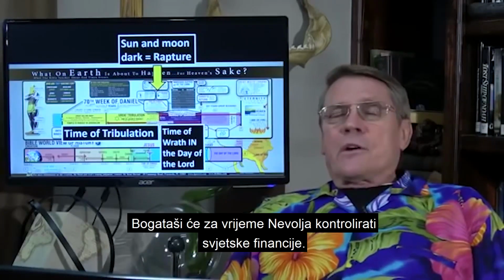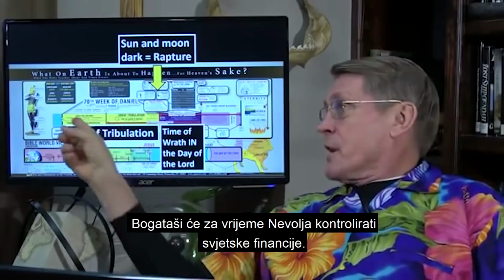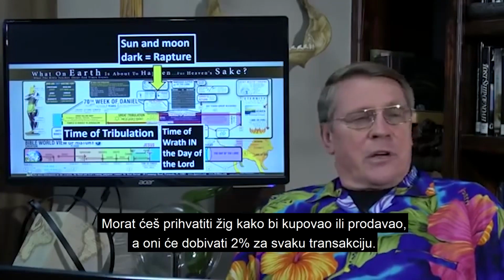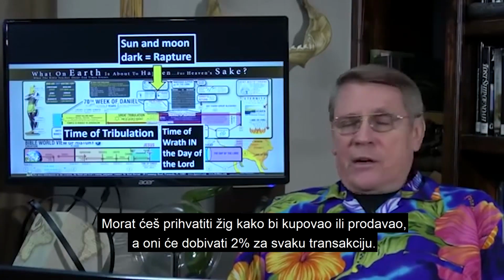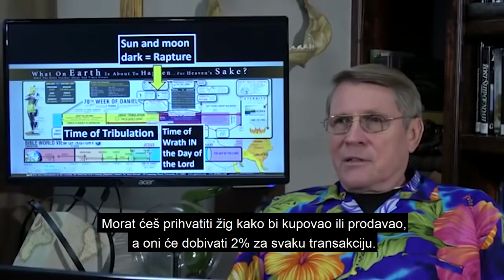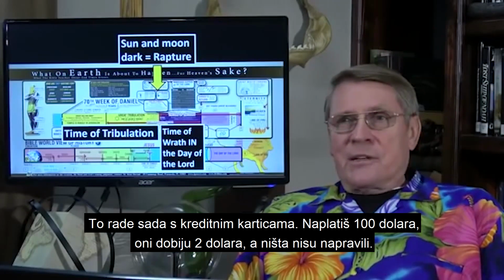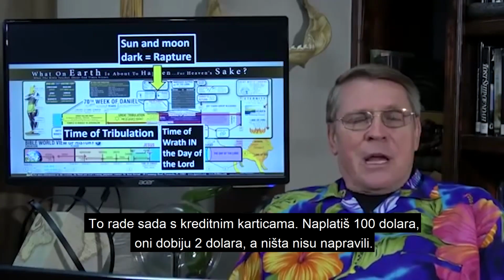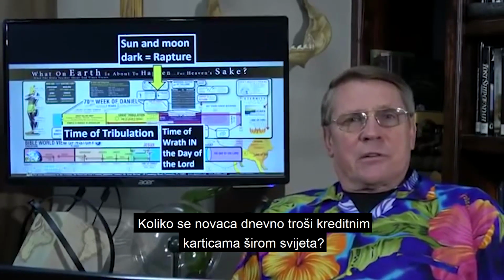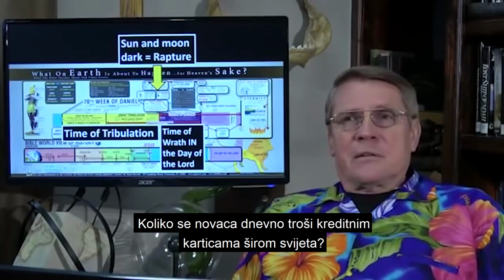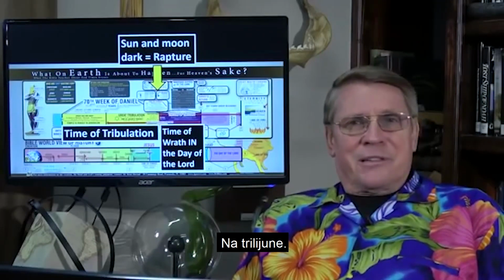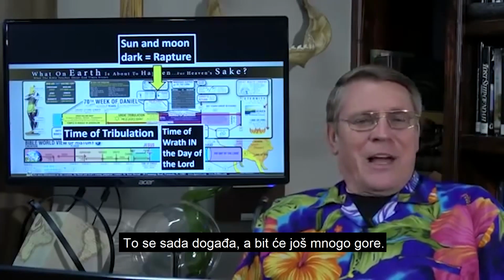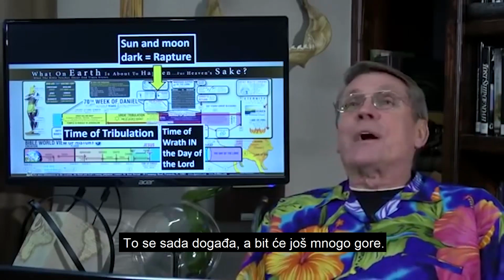So the rich men are going to find, during this time that's coming, they're going to control the finances of the world. You're going to have to get a mark to buy or sell, and they're going to get 2% of every transaction, which is what they do now with credit cards. You go charge $100, they get $2 and did absolutely zero. How much money is spent every day using credit cards worldwide? Billions. Trillions. Yeah, trillions. How'd you like to get 2% of trillions? Yeah, that's what's happening. And it's going to get much worse.